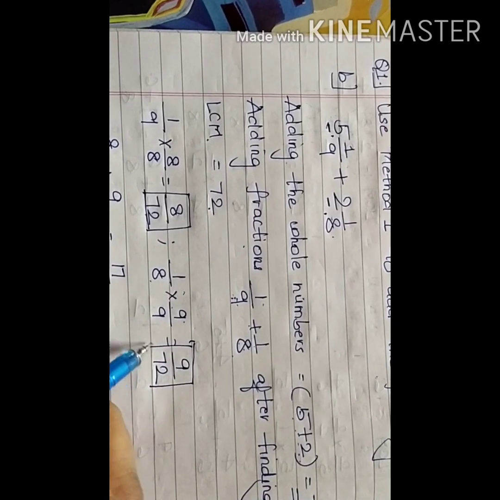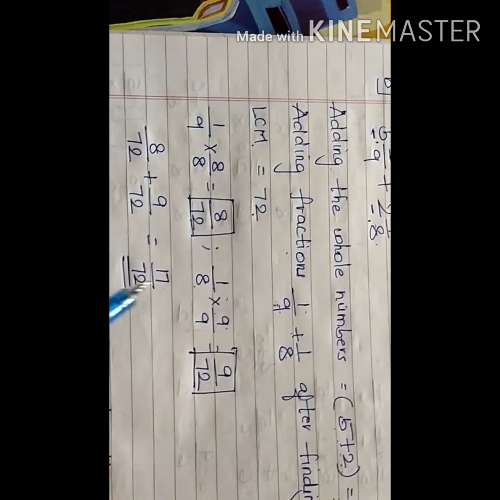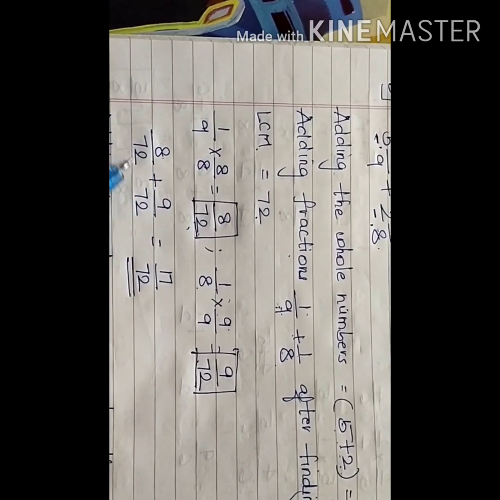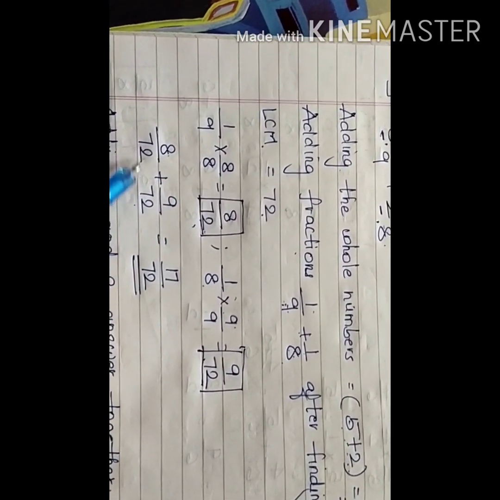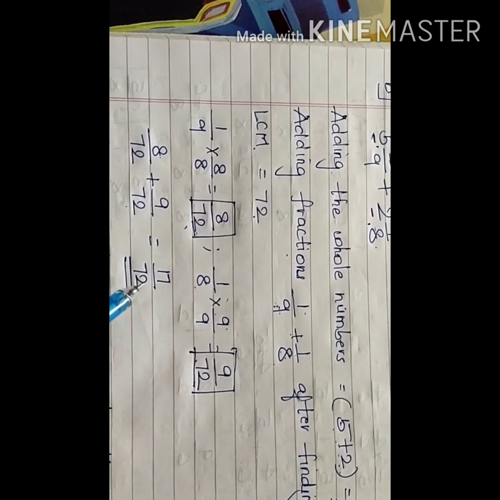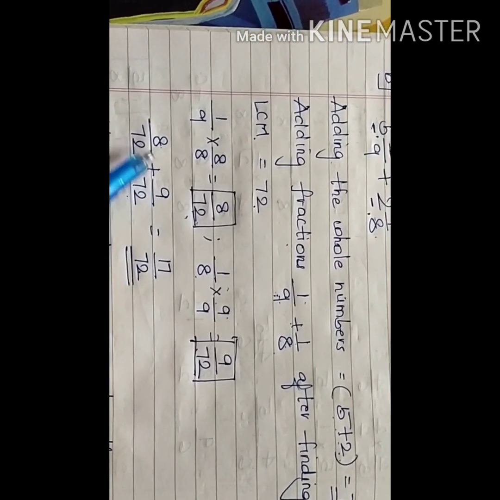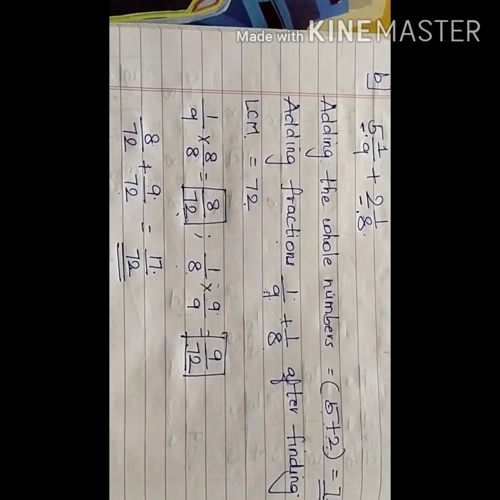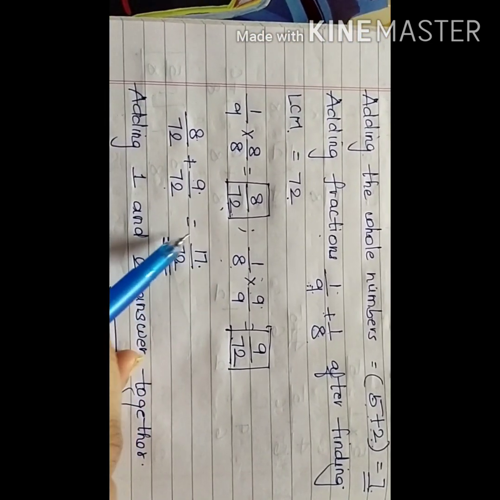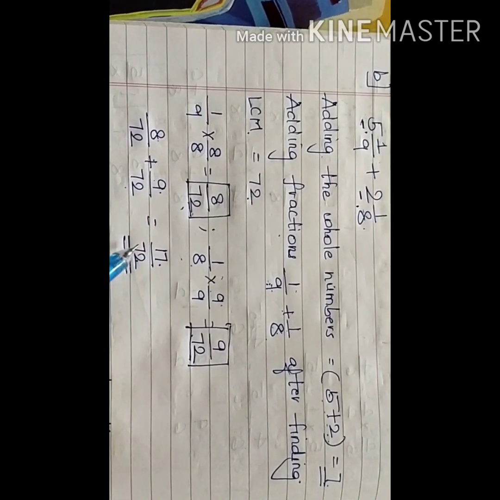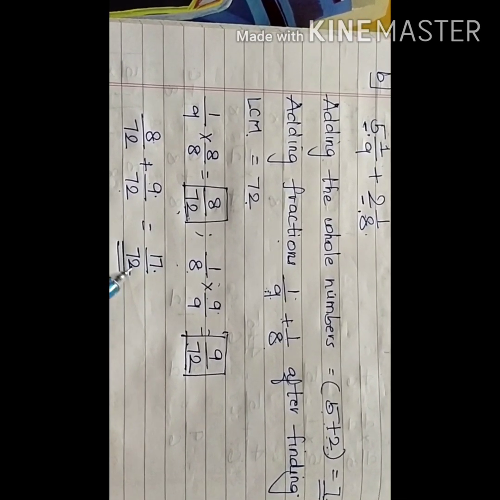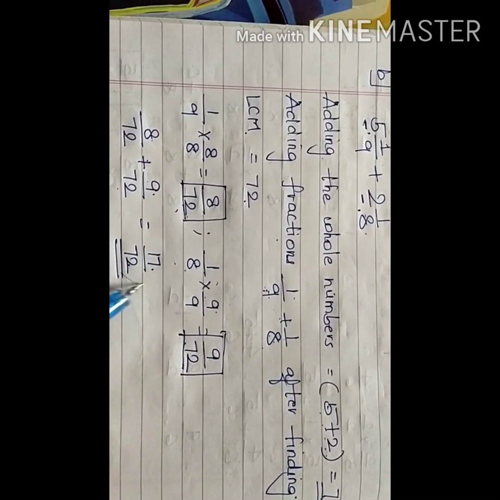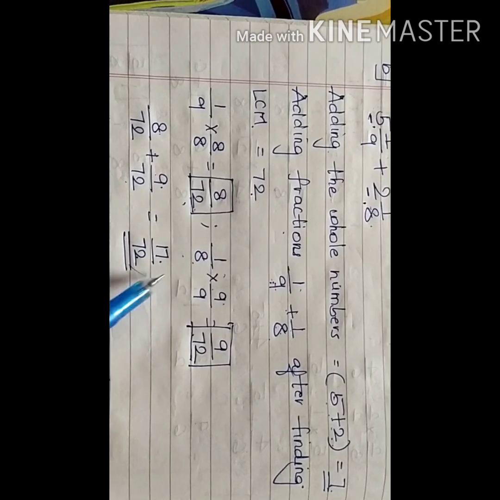Now what is my next step, children? Yes, correct. Now I'll be adding these two fractions, 8 upon 72 plus 9 upon 72. My denominators have become equal, so I'll write it only once and simply add the numerators. 8 plus 9 will give me 17. Now, can I reduce my fraction? No, I cannot reduce it, so I will keep it as it is. I can't even change it to a mixed fraction because it is a proper fraction. The answer that I have got is a proper fraction.